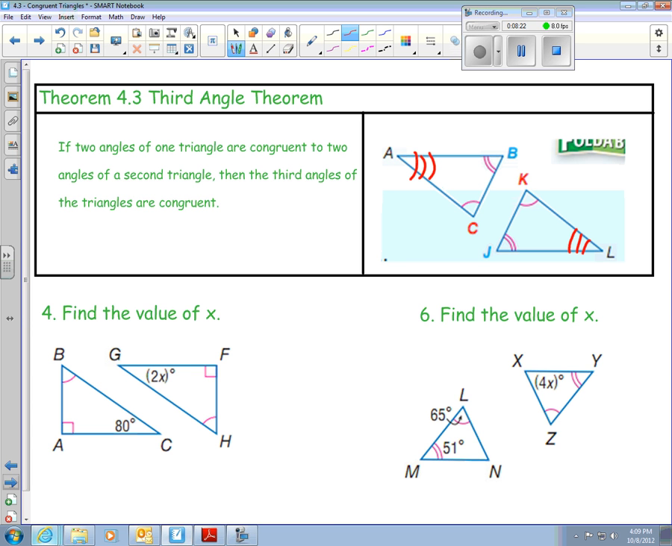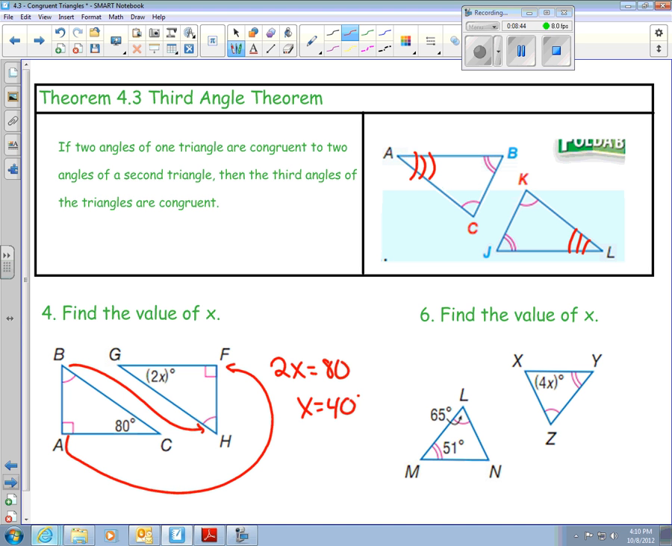So let's go ahead and do problem 4 together. Find the value of X. Well, I see that A and F are both right angles. And here I have my congruent markings, so I know my last two are going to be congruent. So I can write 2x is equal to 80. So therefore my x is 40 degrees.